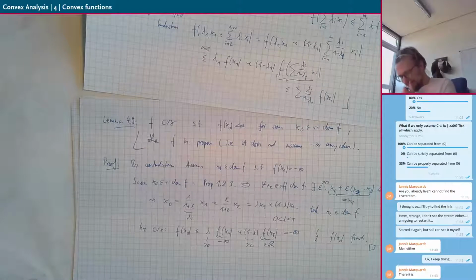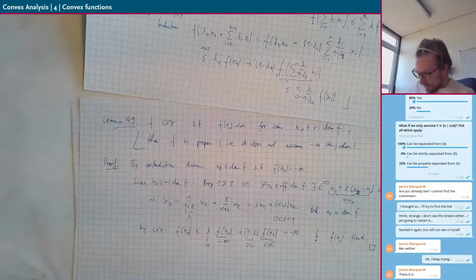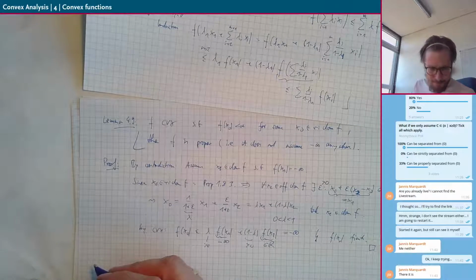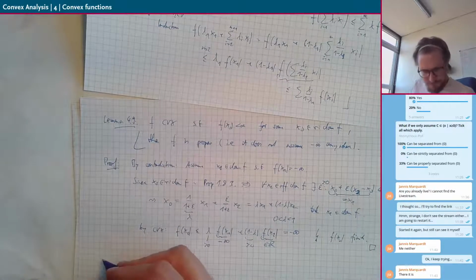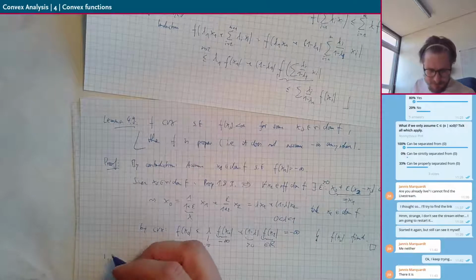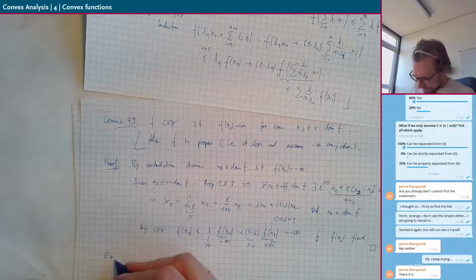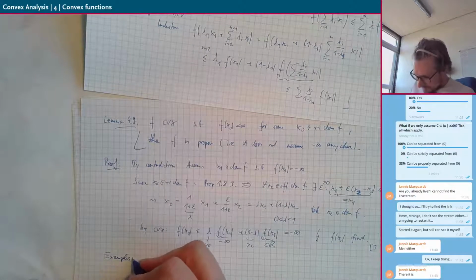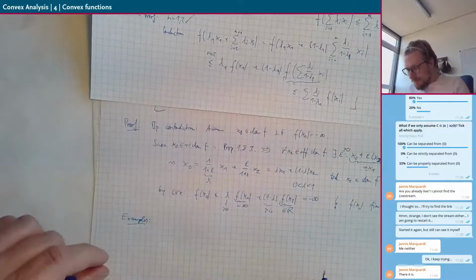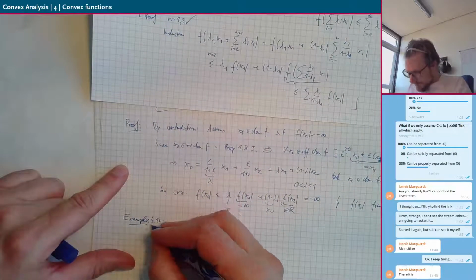Maybe that's enough for that one. I think one can draw a nice picture, but I won't try. Now a few examples for convex functions, and there are more examples to come in the next lecture at some point.